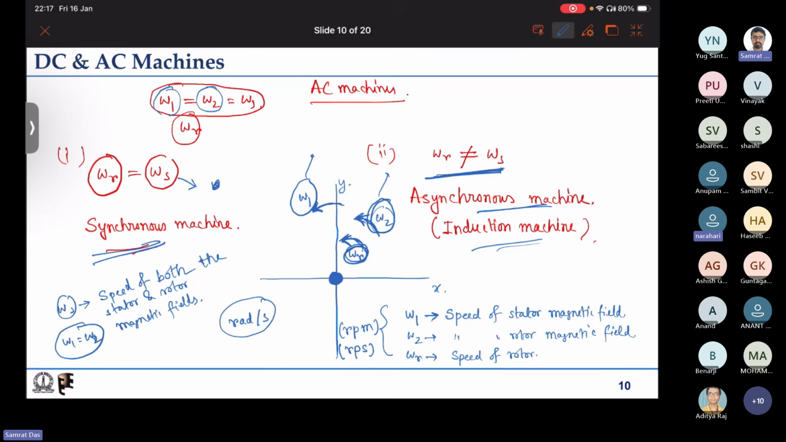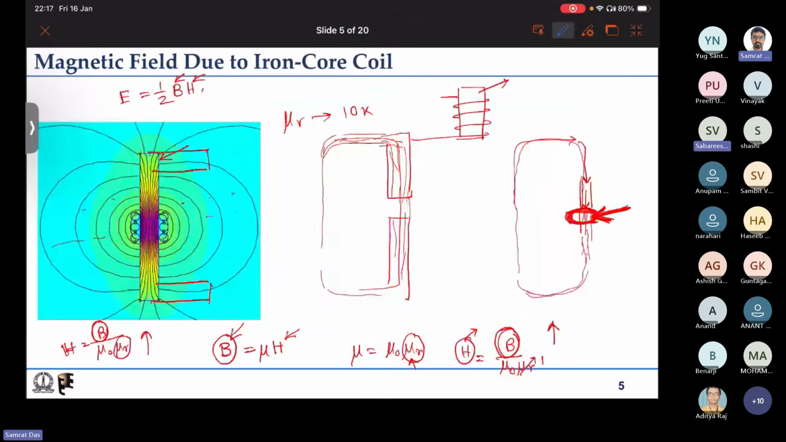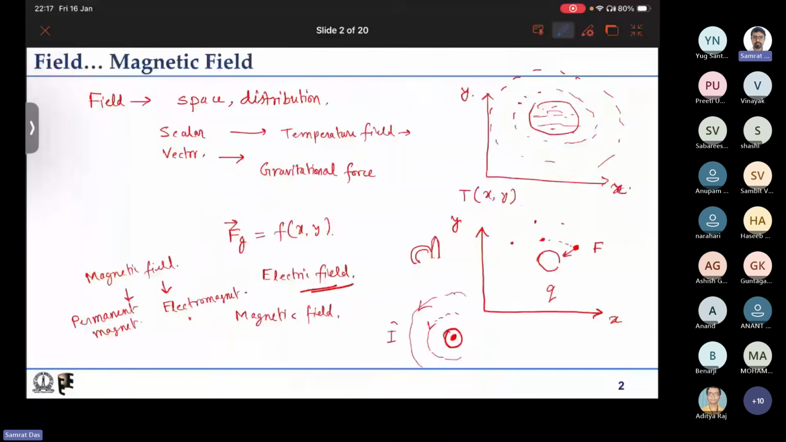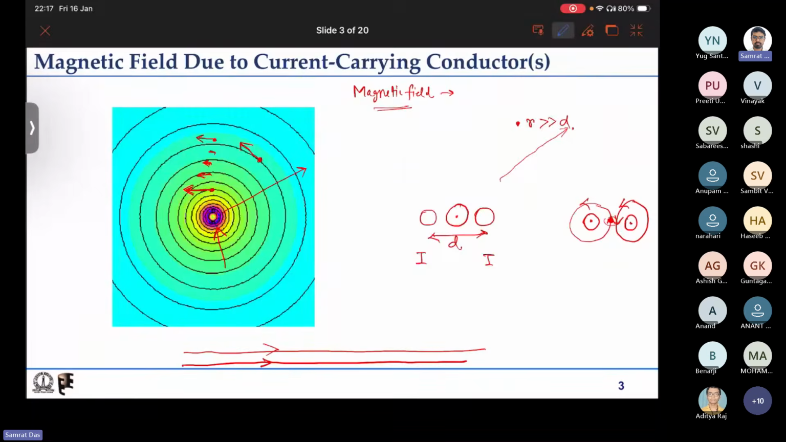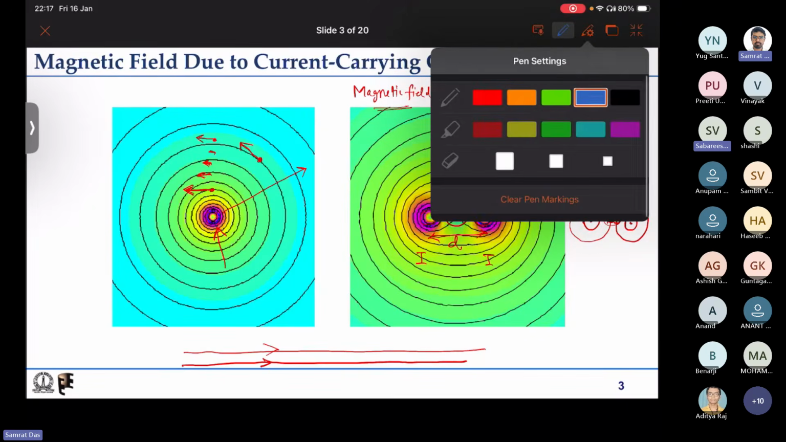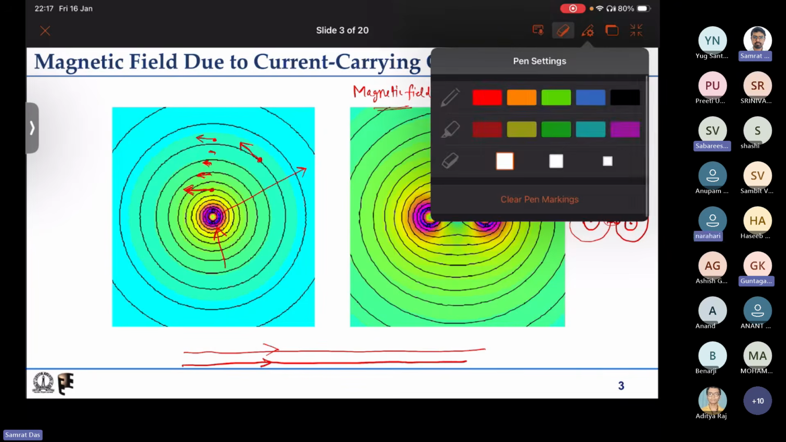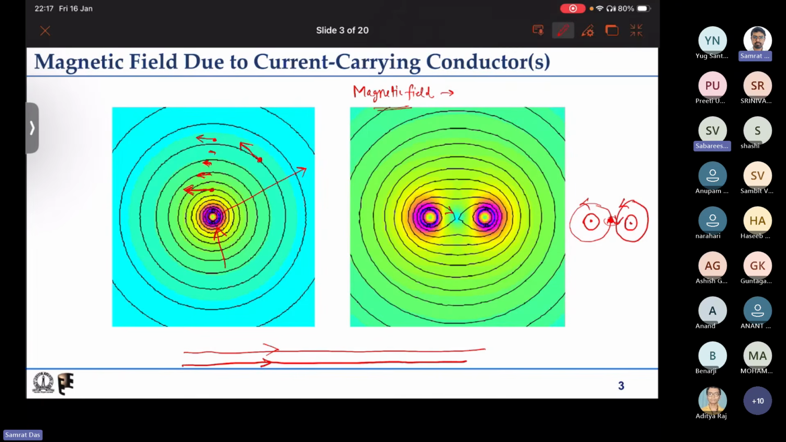Understood. Clear? One more question I have. Can you please go to slide number 3? Here in the second picture, I can see some flux which is not aiding. At the center of the picture, I can see two flux lines which are not aiding. So what's the reason?